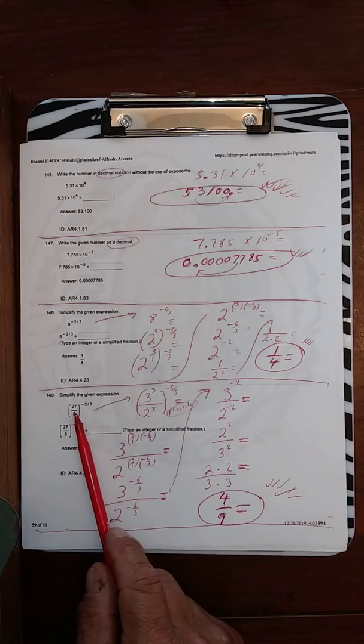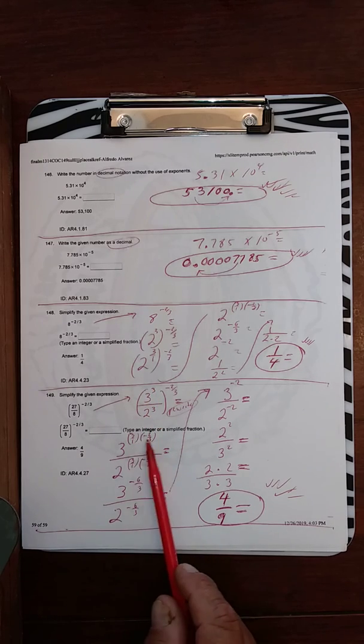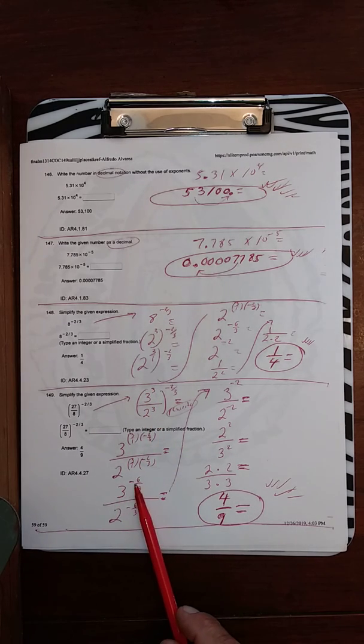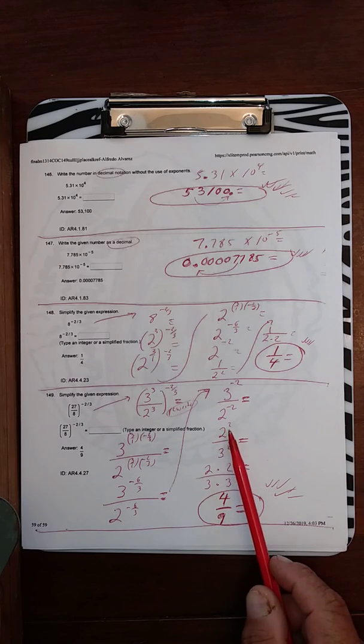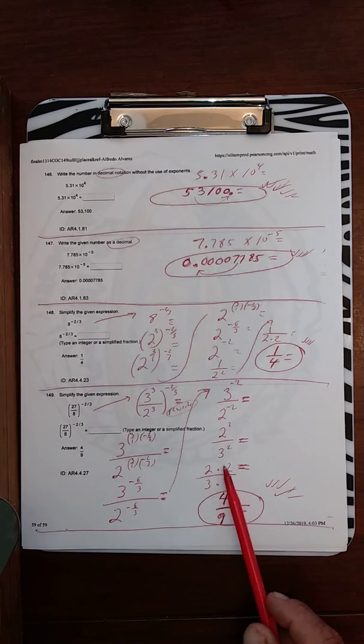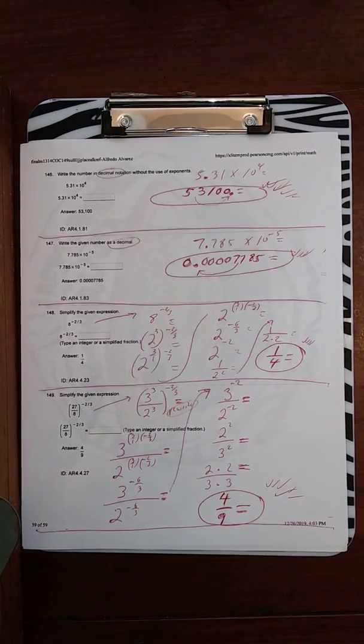This one, rewrite it also. Multiply the powers. You have 3 to the negative 2 and 2 to the negative 2. Flip them. 2 times 2, 3 times 3. So we're going to end up with 4 over 9.